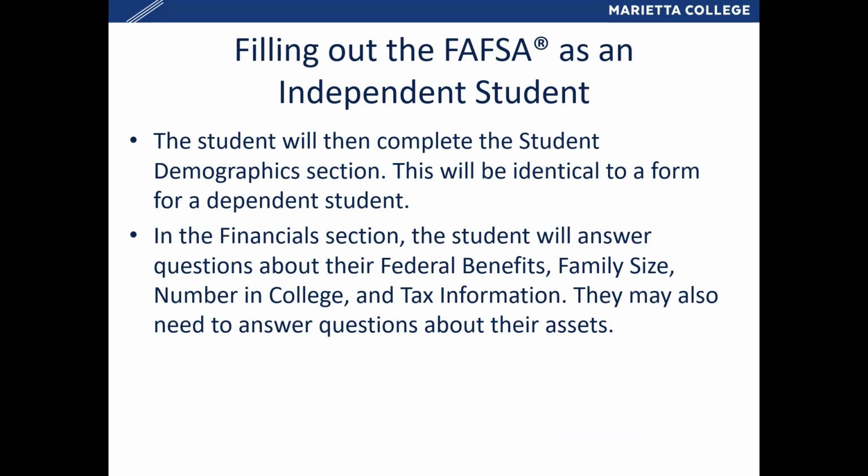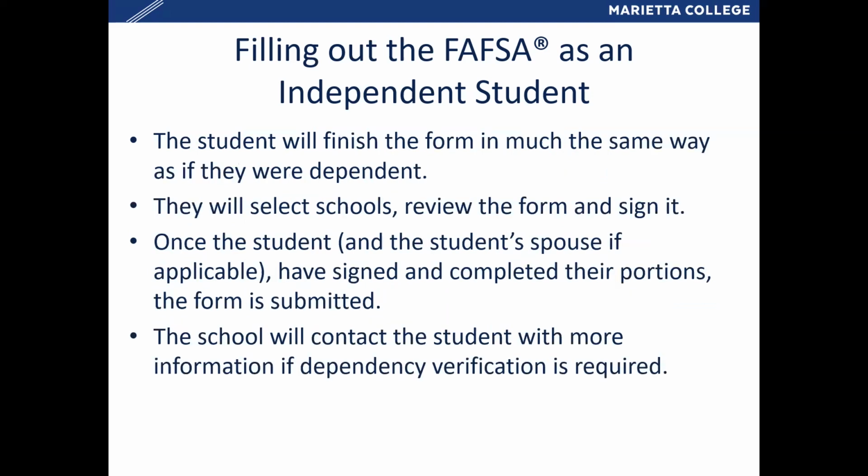In the financial section, the student will have more questions. They'll be asked about their federal benefits, family size, number in college, and tax information. This is because they do not have a parent answering these questions for them since they are an independent student. They may also need to answer questions about their assets, again, depending on all the information they provide on the FAFSA thus far. And then the student will finish the form in much the same way as all the other examples. They will select schools, review the form and sign it.